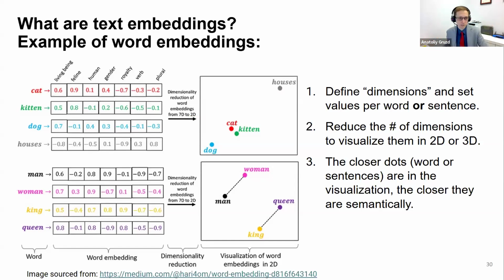And that's the result of this simple example, where you have cat and kitten visualized on this two-dimensional map close to each other, indicating the semantic similarity. The dogs are a little bit further apart, but dogs and cats are still closer than cats and houses. You can see that visually.